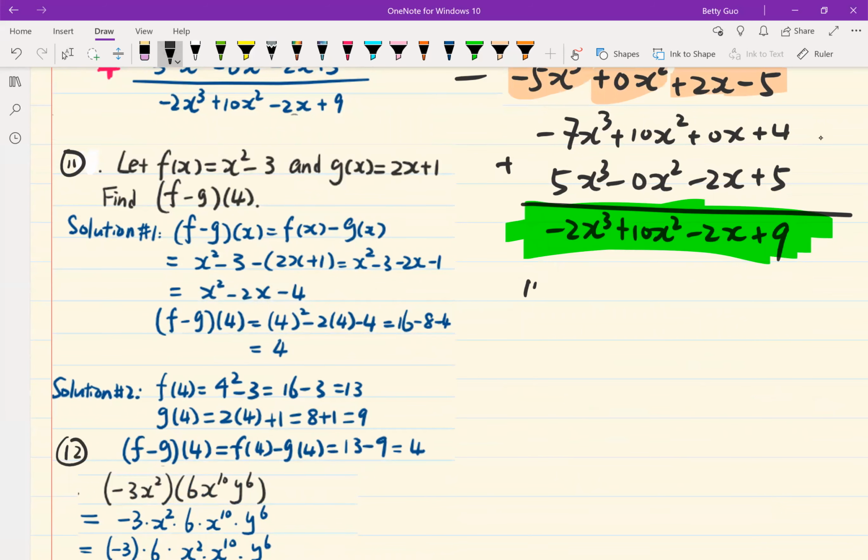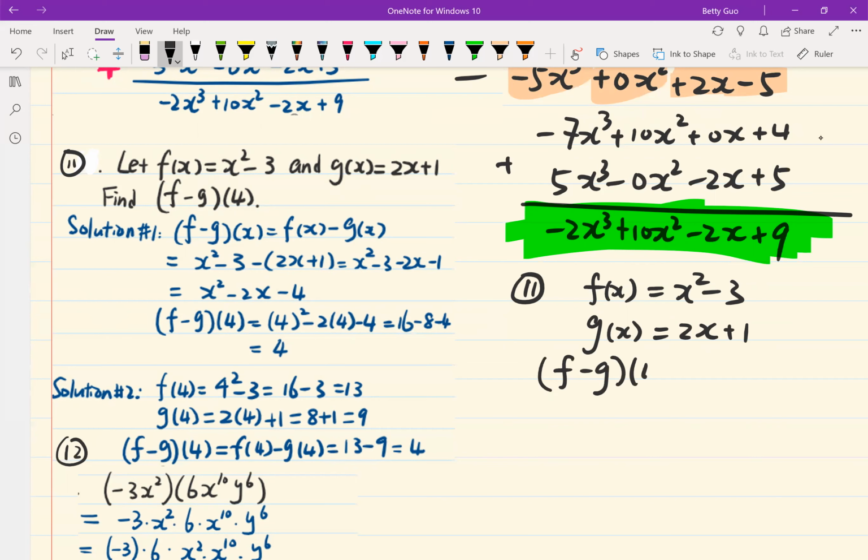Number 11. We have two functions, f of x, which is a quadratic function, degree 2. G of x is a linear function, degree 1, 2x plus 1. We are looking for f minus g of 4. Notation-wise, we covered this on Monday. F minus g of 4 represents f of 4 minus g of 4, right? So we need to find f of 4 and g of 4 and then find their difference.